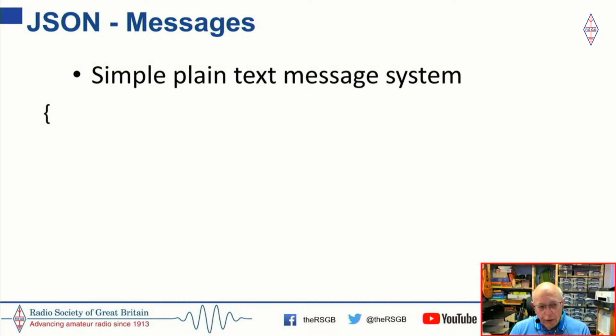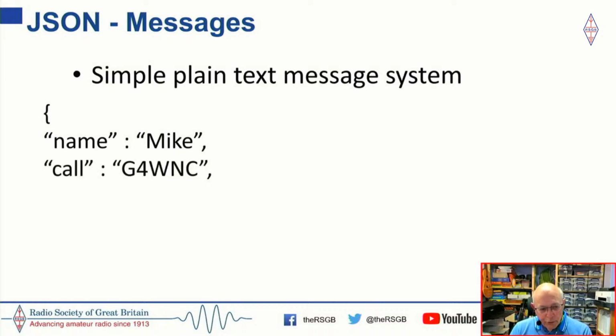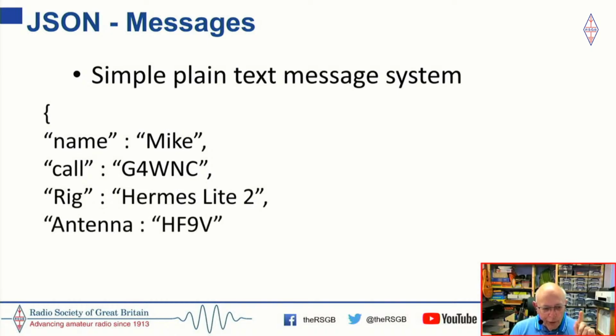Each message starts with a curly bracket, and then you get a pair. The first part of the pair is whatever the data is going to be, and the second part is the data itself. So you describe the data and then supply the data. The comma means that there's more to come. So in the next field, the data is call, and the content is my call sign. A comma, so there's more to come. The rig is a Hermes Lite 2, comma, more to come. Antenna, HF9V, there's no comma, which means we've finished this message. And so finally, it has a curly bracket to finish it off.